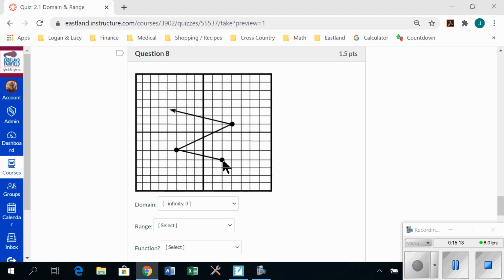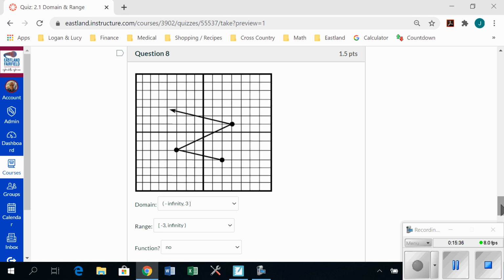Now, for the range, I want to find my lowest point, which is down here. It has a y value of negative 3. And my highest point, which is the arrow, we call that positive infinity. This is going to go from negative 3 to infinity. And this is not a function because the line zigzags over top of itself. It bends back over top of itself, not a function.